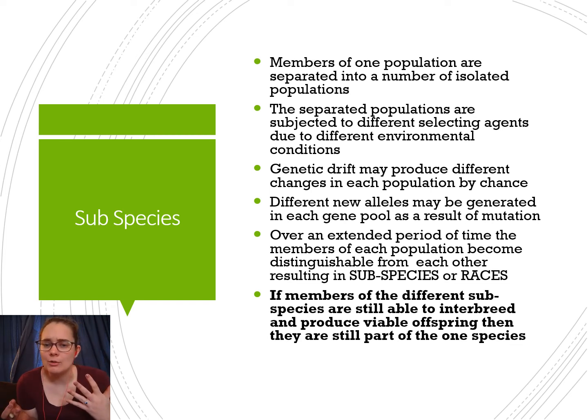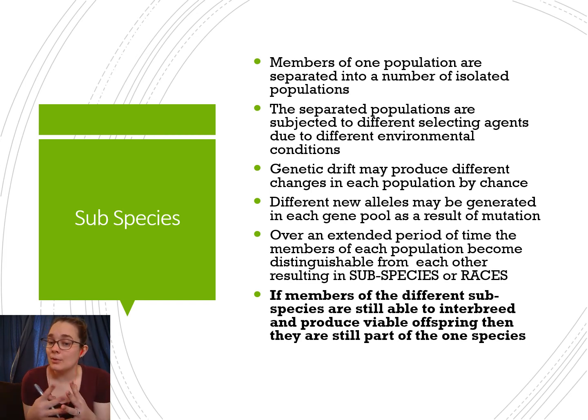Different alleles are created as a result of mutation. So with the separation of the species, a mutation affects one population that doesn't affect the other population. And then over time, you can look at the creation of a subspecies or races within that. If you think about dogs, for example, there's a whole different range of dogs, but they're all still dogs. It's just that they are different subspecies.